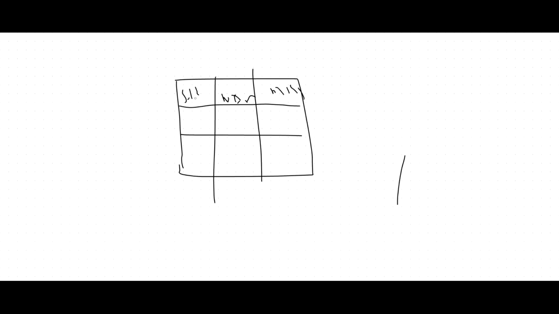So 1, 2, A and B, 1 and 2. So the data is organized in the two-dimensional format. Usually the database will have the data in a two-dimensional format, rows and columns. That's how the data will be stored.